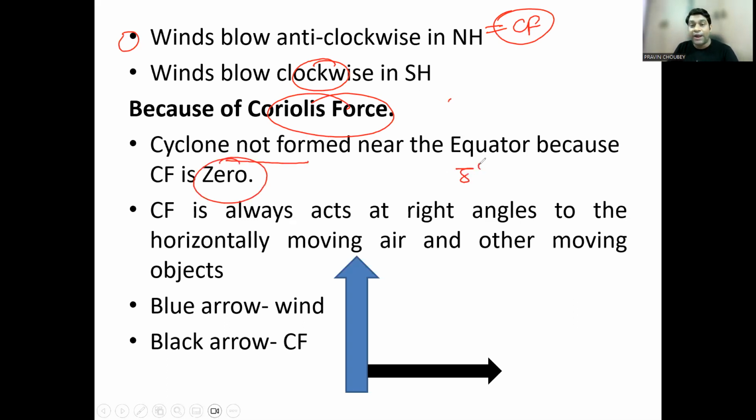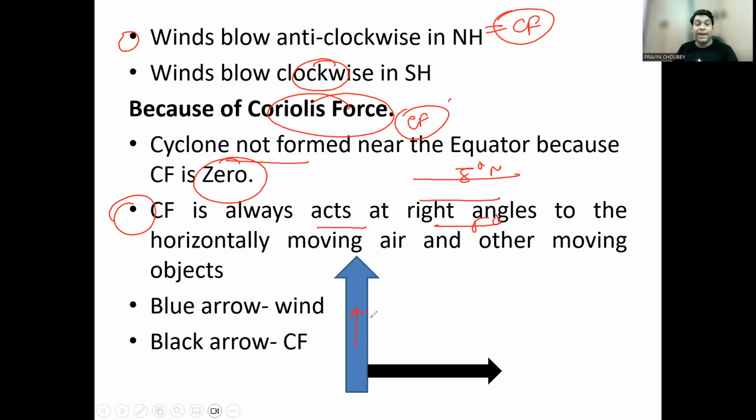Cyclones are always formed 5 degree north to 5 degree south and beyond. This is the range for the formation of cyclones and tropical cyclones. And in the formation of tropical cyclones, the Coriolis force is one of the important factors. The second important thing is that the Coriolis force always acts at right angle to the horizontal movement of air and other moving objects.